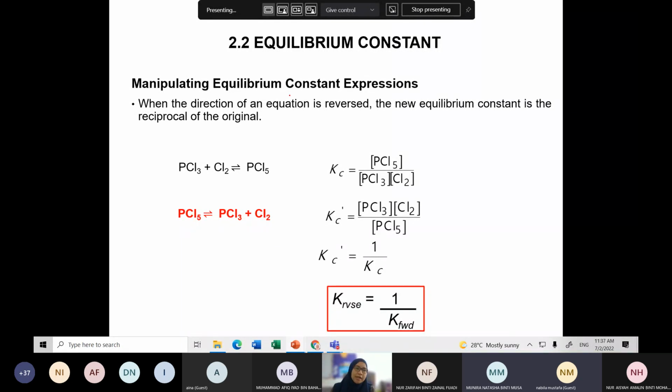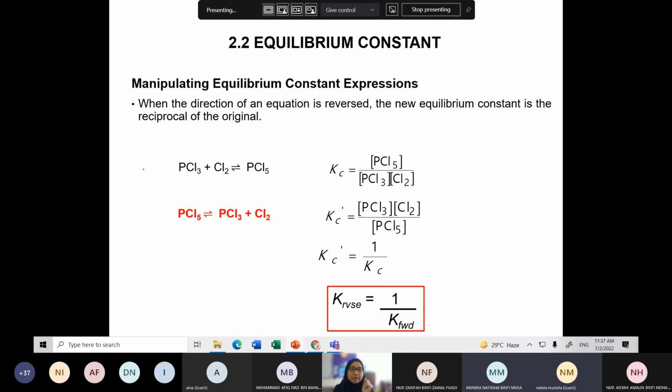Okay. We can manipulate the equilibrium constant expression. When the direction of an equation is reversed, the new equilibrium constant is the reciprocal of the original. So we can manipulate from the original Kc in order to get the new Kc without having to perform a reaction. Let's say we have limited time, we don't have time. So instead of performing a reaction, we can predict the new Kc from the old Kc.